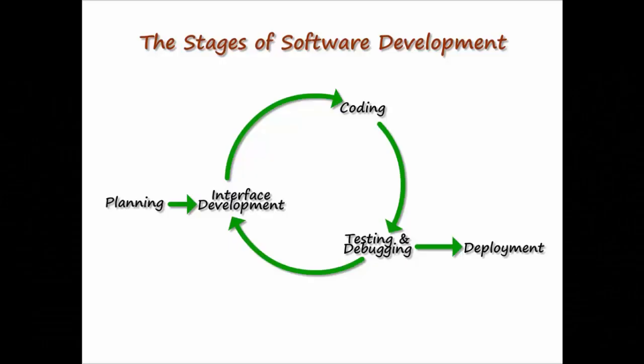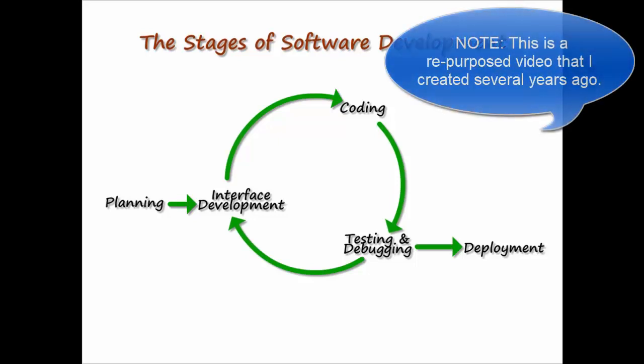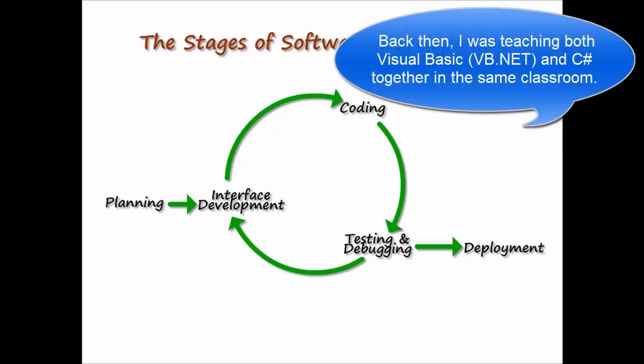In the previous video, I discussed the 5 stages of software development, at least as far as I define them in working on a simple application. We have a planning stage, interface development, coding stage, testing and debugging stage, and deployment stage. The interface development, the coding, and the testing and debugging are largely cyclical.